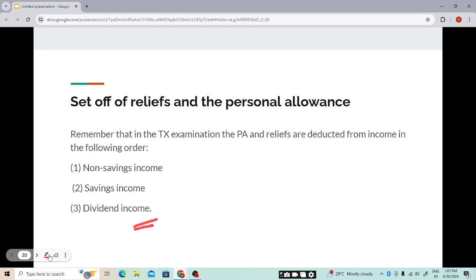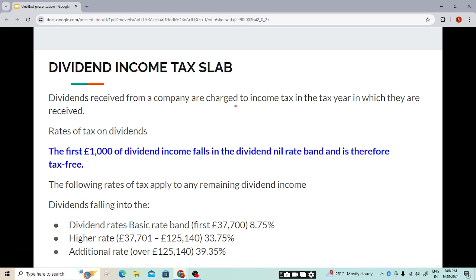This also we have done. Now the dividend income tax slab. Now we completed non-saving and savings income. Now we will be doing dividend income. Dividends received from a company are charged to income tax in the tax year in which they are received. For savings income we studied when it is received, and for dividend income we studied when it is received. We will be taxing it.